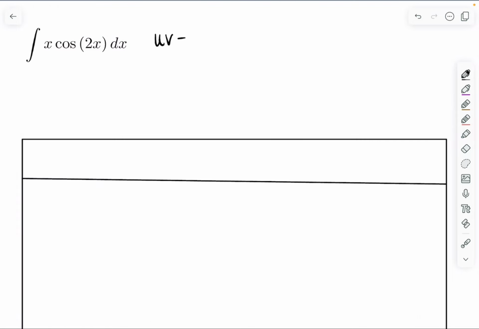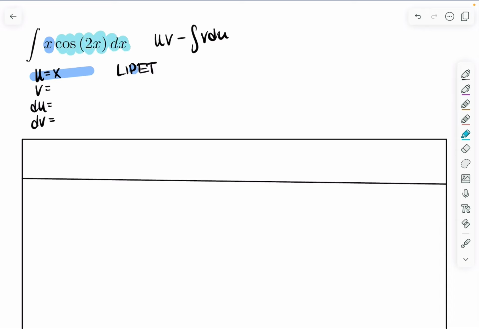So the formula is uv minus the integral of v du, where the v's are on the inside. Then I write u, v, du, dv. So I start with limit. I ask myself, are there any logarithms here? No. Are there any inverse trig? No. Are there any polynomials? Yes, I see an x, so that's going to be my u. And then whatever is left is going to end up being my dv.